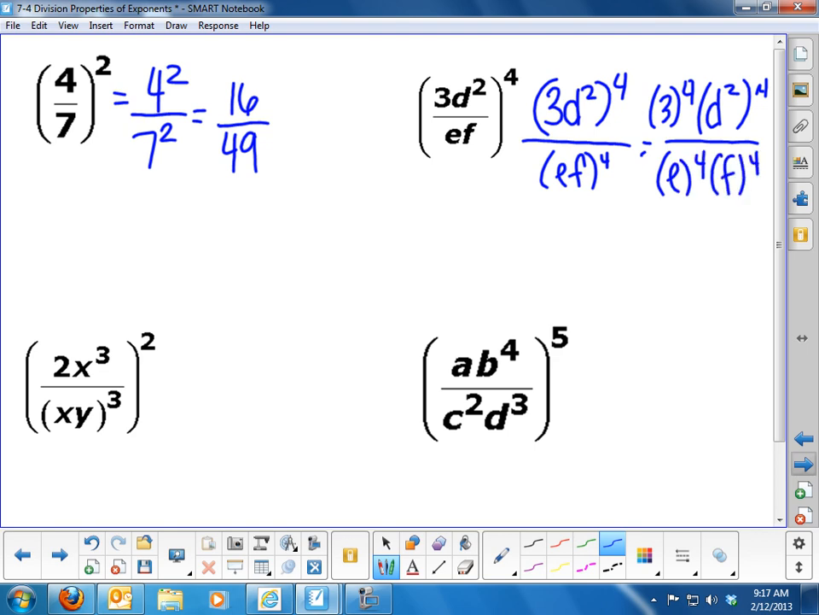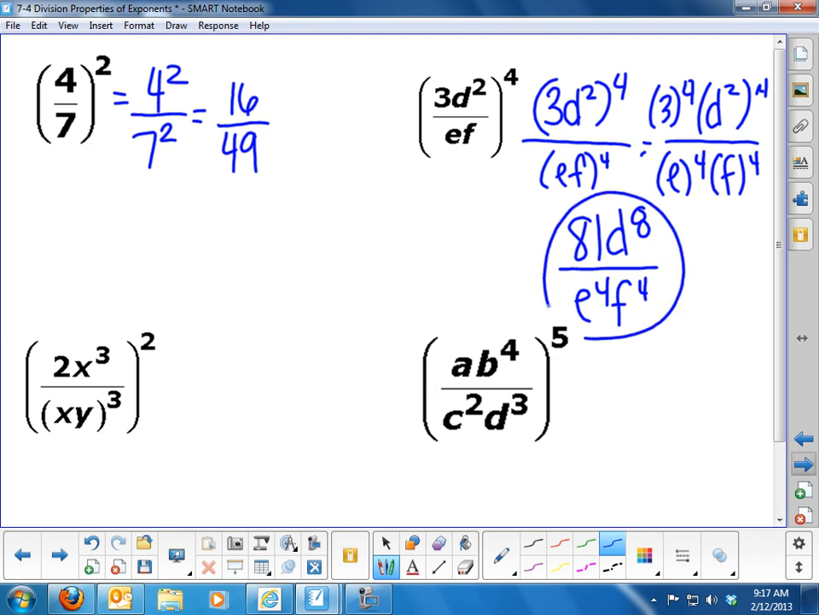So now when I clean this up a little bit, 3 to the fourth power is 81. And then I get d to the eighth. I multiply those exponents since it's a power to a power. And I'm going to divide that by e to the fourth, f to the fourth. Okay? Now, I want to look and see, are there any common bases that I can simplify? I have a d in the top, an e and an f in the bottom. I cannot do any more in this problem because I don't have any bases that are the same. So that would be my final answer.